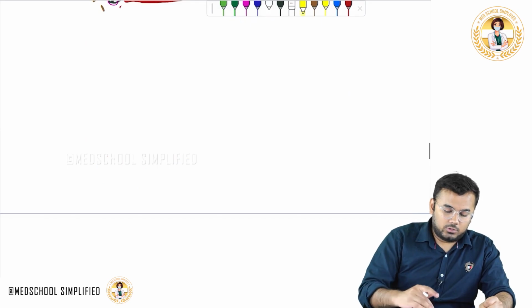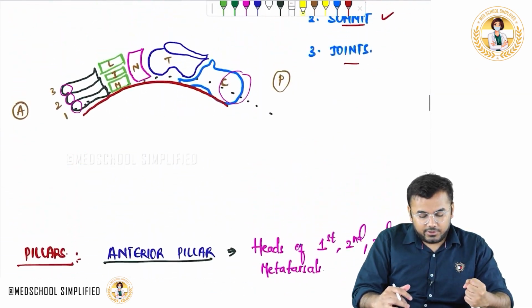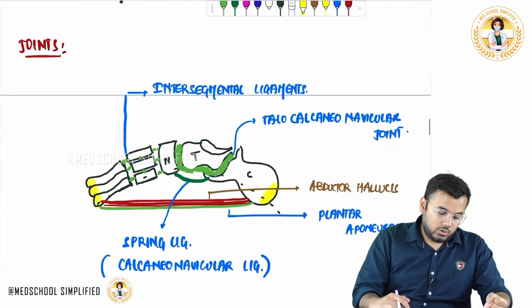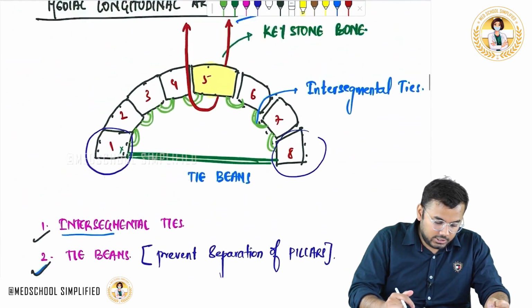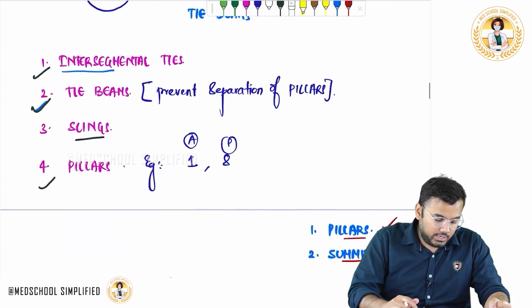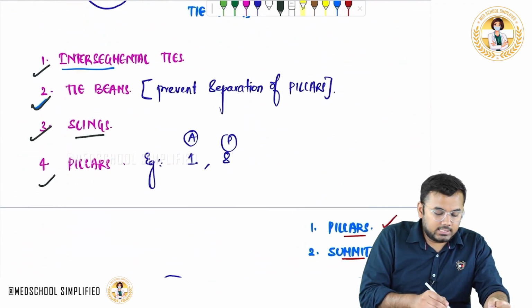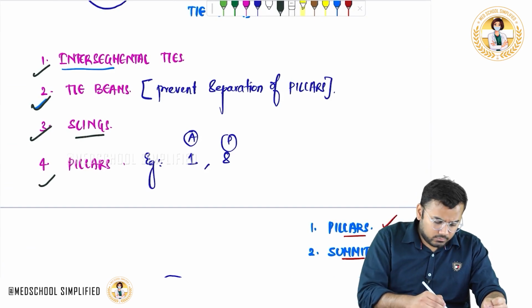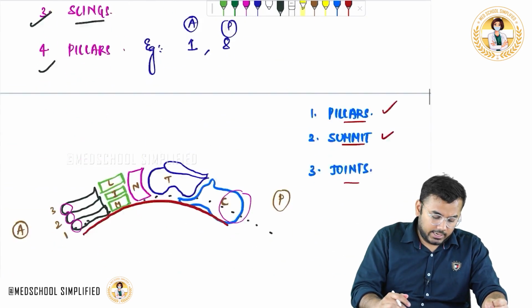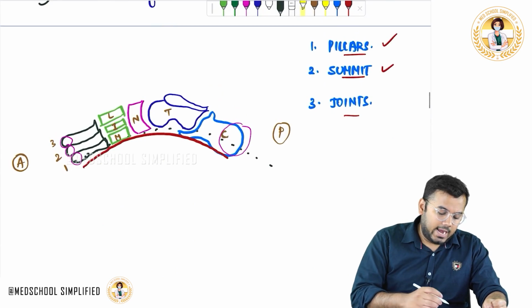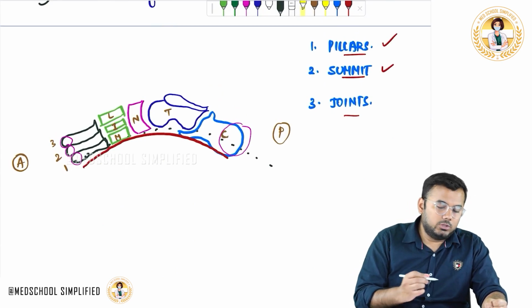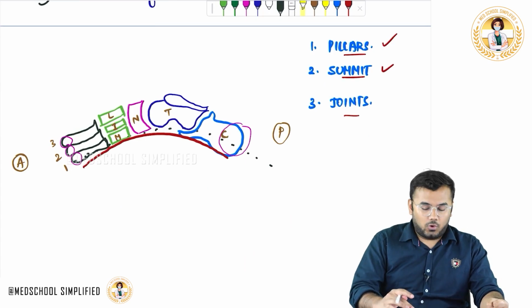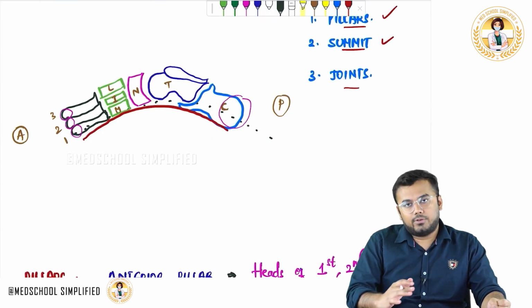Overall, we shall make the differences between both of them later on. Now these are all the things you need to know regarding the medial longitudinal arch. In the medial longitudinal arch, we have to discuss the intersegmental ties, tie beams, slings and pillars, right? In the pillars, anterior and posterior pillar. The anterior pillar is formed by the heads of the 1st, 2nd and 3rd metatarsals. The posterior pillar is formed by the medial part, or medial half, of the calcaneum.